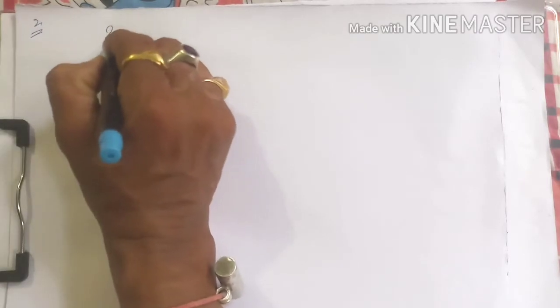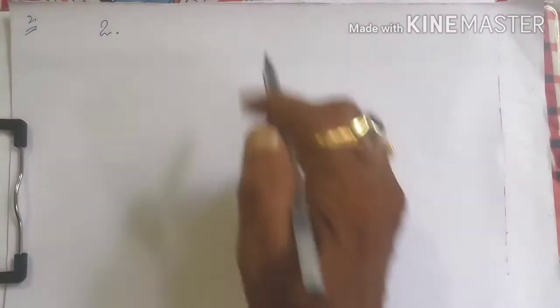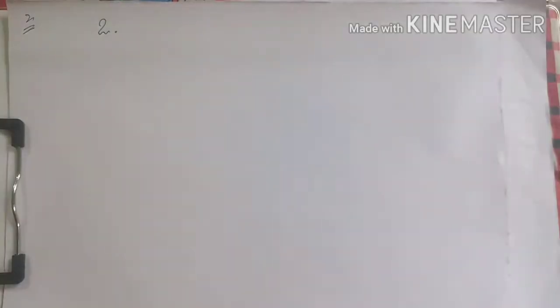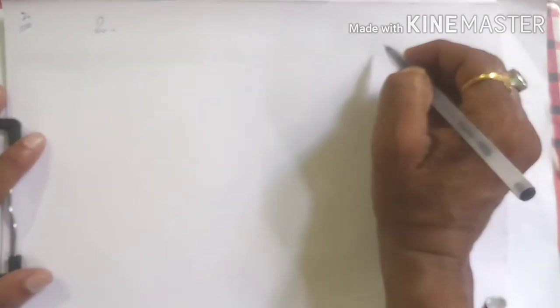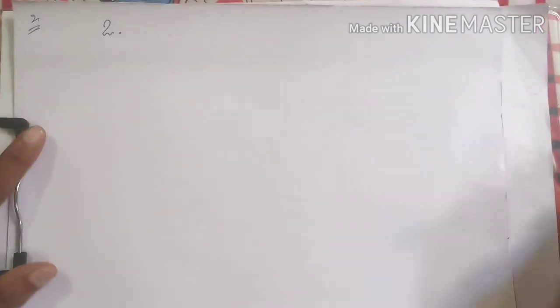Next, question number 2. Here the question is: two concentric circles are given.